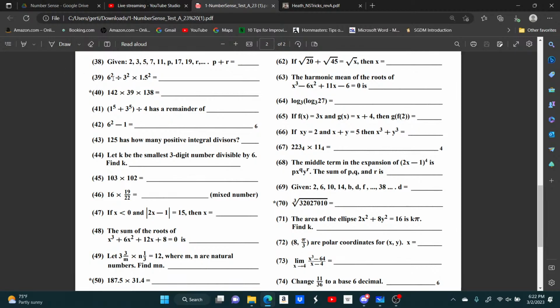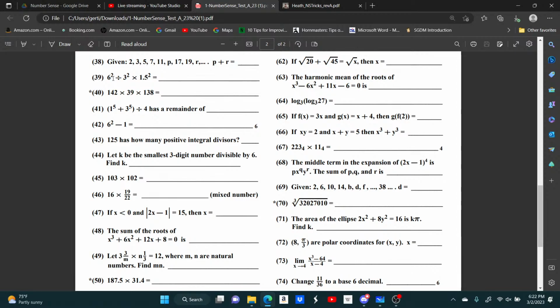Anyway, okay, let's look at 38 then. This is a pretty simple pattern compared to what they ask sometimes, honestly. This is just the prime numbers, right? And I guess you're just going to have to have your prime numbers memorized. But anyway, the next prime number in this sequence, like P is 13, R is 23, and so together that's just 36. I won't go too much more into that.